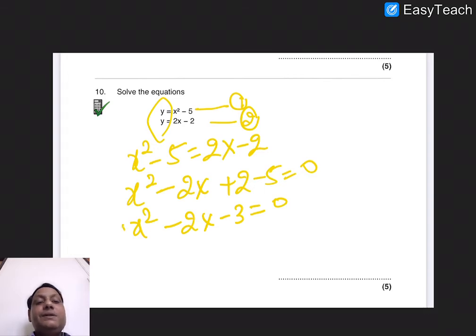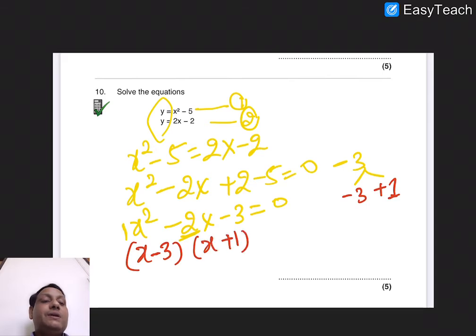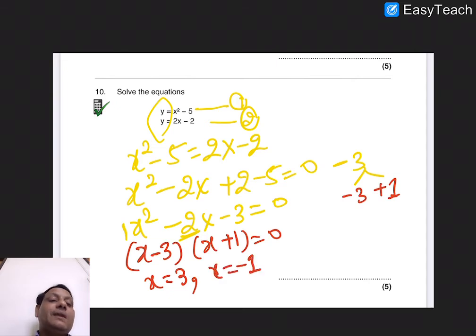As you know, the coefficient here is 1, so factoring is very easy. 3 into 1 is 3, so minus 3 and plus 1 give the middle term minus 2. So the two factors are minus 3 and plus 1. You can do the long way also, or you can write the shortcut: x minus 3, and the other one, x plus 1, is equal to 0. So two solutions are x is equal to 3 and x is equal to minus 1. Once you get the values of x, you can write them in the answer place.